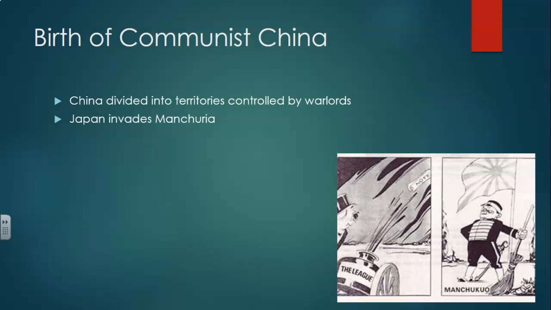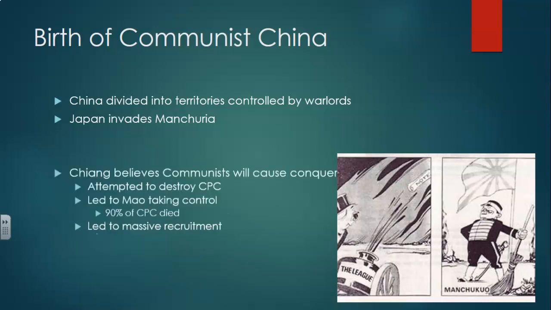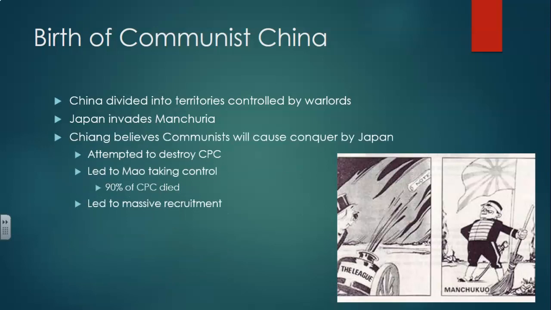They also saw a major threat to their way of life in China and realized that if they did not do something quick, they would no longer be existing. Chiang believes that the communists will cause the Japanese to be able to conquer his country. He does not see this division within the country as a good thing, so he needs to figure out a way of really resolving this.